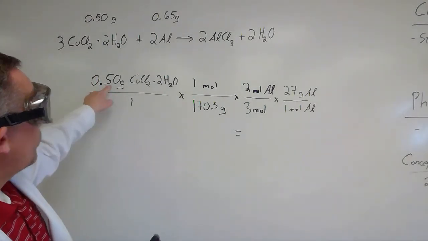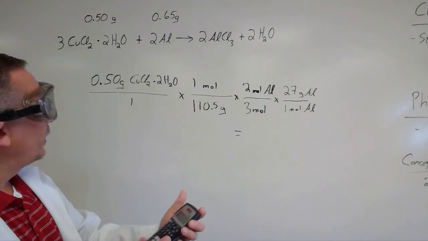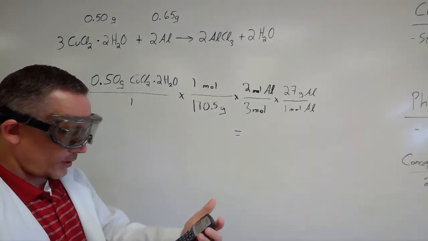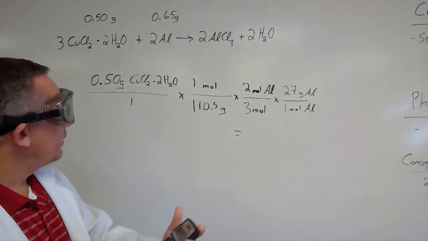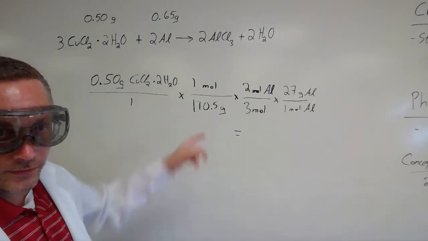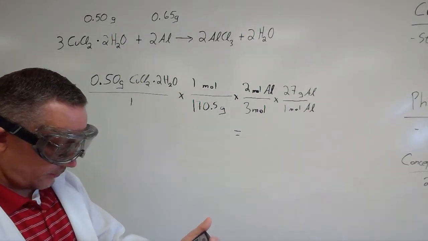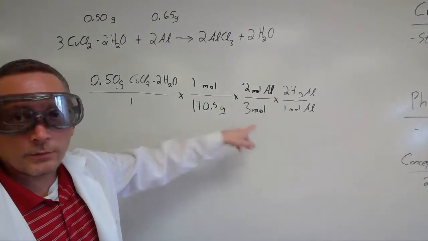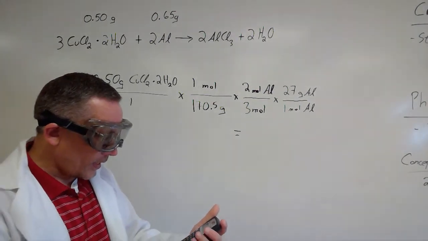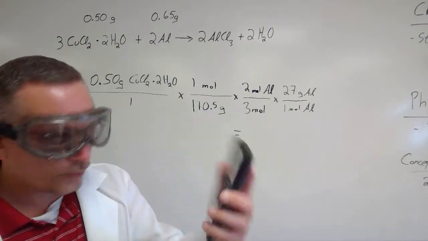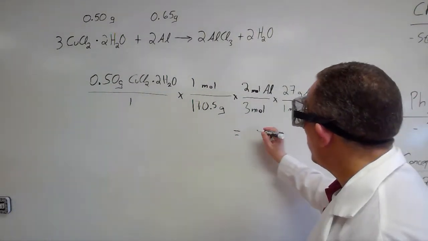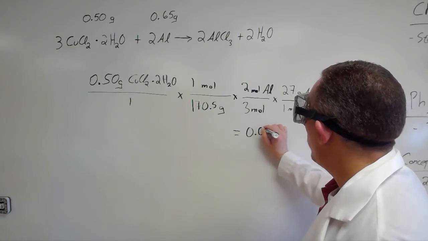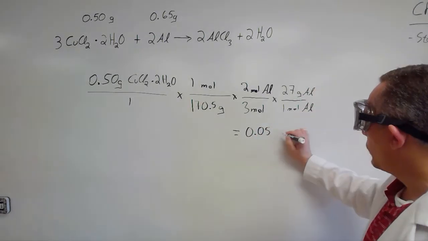So I'm going to take 0.5 times 2 times 27 divided by 170.5 divided by 3. And there I get about 0.05. So let's write this down here, 0.05, and that's grams of aluminum.